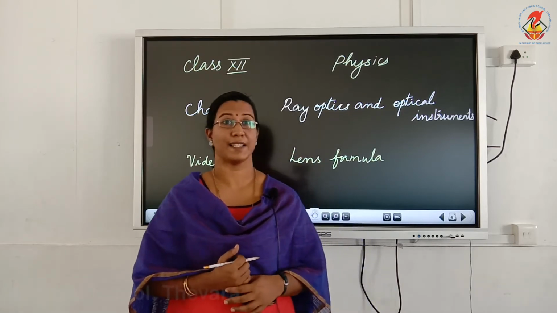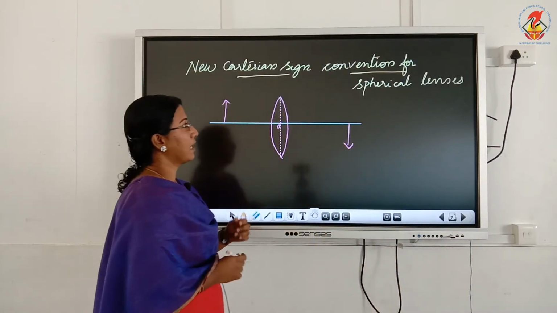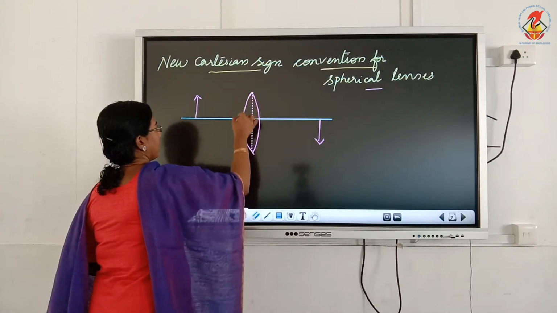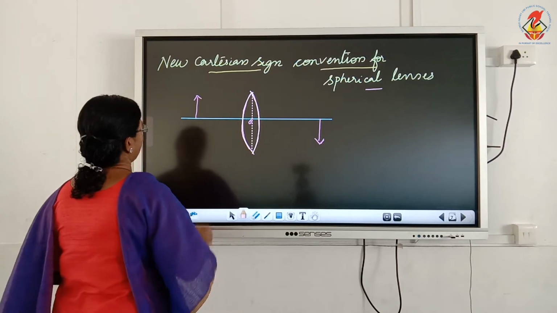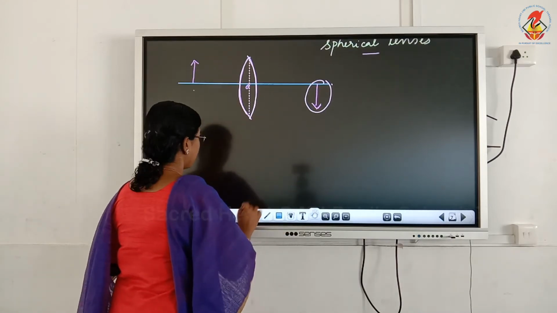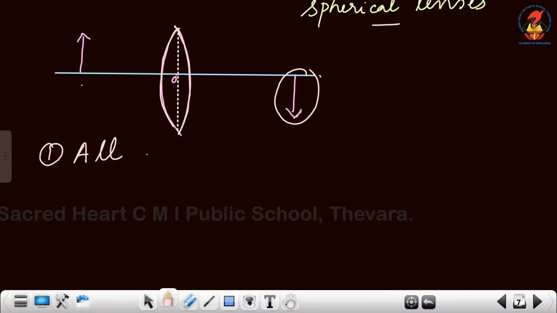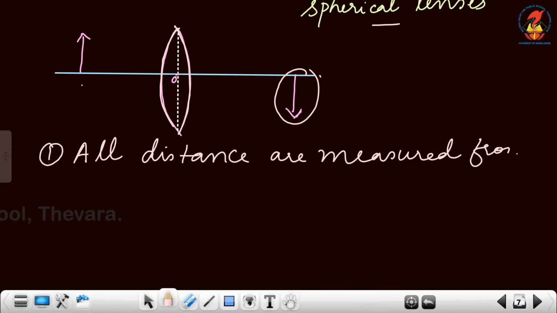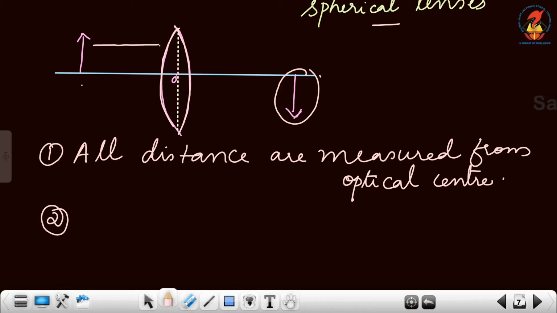Now before going to the lens formula, let us see which sign conventions are used for spherical lenses. Imagine you have a lens of optical center O, and an object is placed in front of the lens and an image is formed on the other side. The first sign convention is that all distances are measured from the optic center. The second assumption is that the distance measured in the direction of light is taken to be positive, while the distance measured in the direction opposite to that of the light is taken as negative.